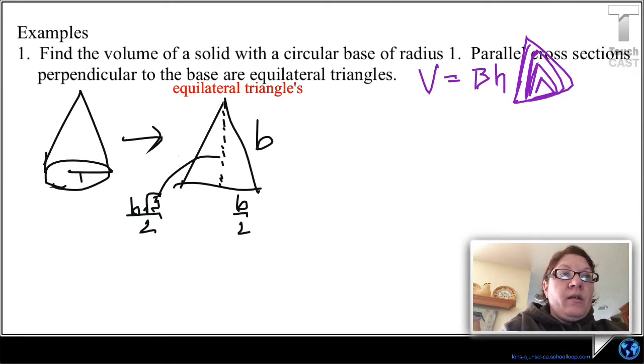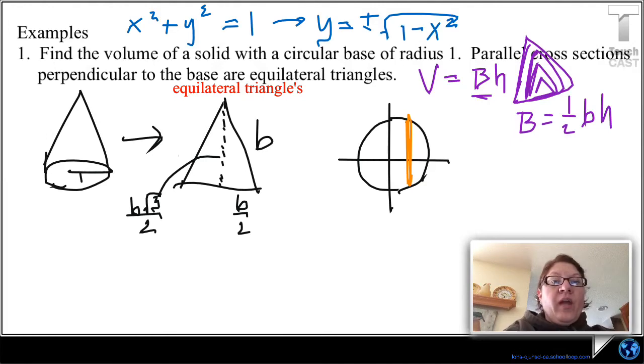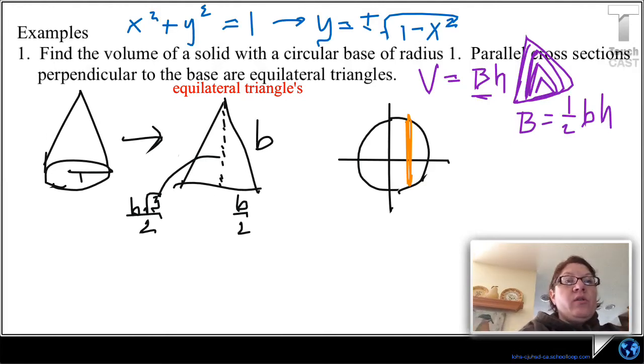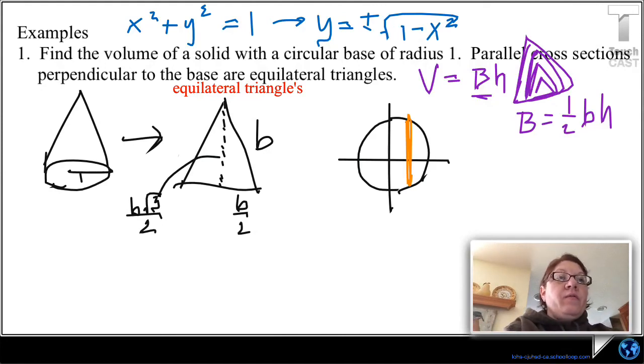Which means, of course, that the area of my base is this equilateral triangle. So big B is going to be 1/2 the base of the triangle times the height of the triangle. And now I'm going to draw a top view of my circle. Okay, so now if you notice up at the top, I wrote the equation for my circle, x squared plus y squared equals 1, since it had a radius of 1. And then I solved it for y, which we would know that the top half of the circle would be the positive version, and the bottom half of the circle would be the negative version.